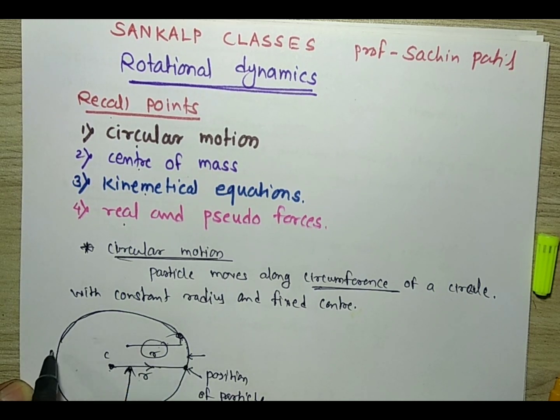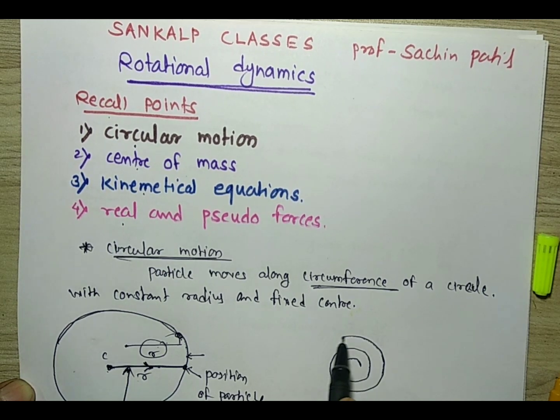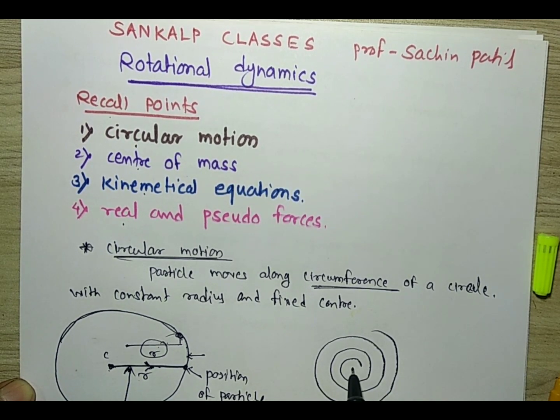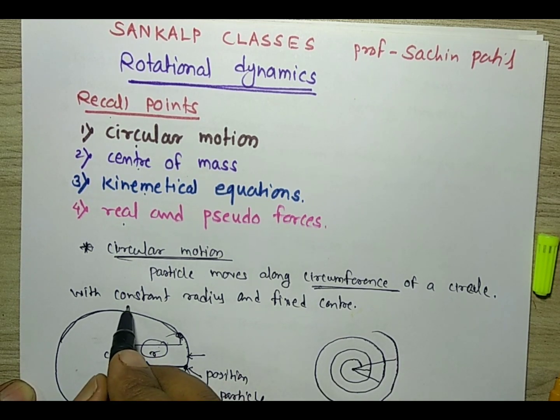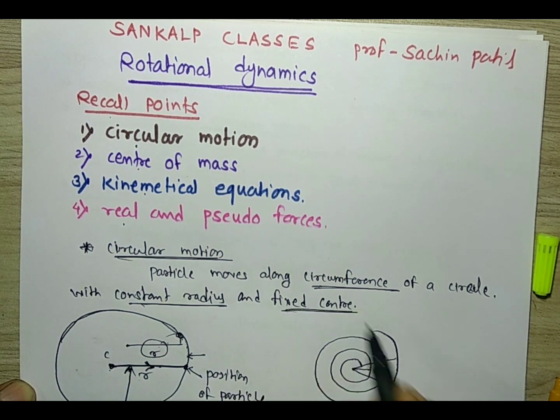The particle moves in an anti-clockwise or clockwise direction, whatever the direction, and therefore this particle moves along the circumference of a circle with constant radius. Because radius is constant. If the radius is not constant, you will get a spiral motion with a different radius. Let us consider, here is the center, and the radius is different here, and so on. Therefore the radius of circular motion is constant, and the center is fixed.